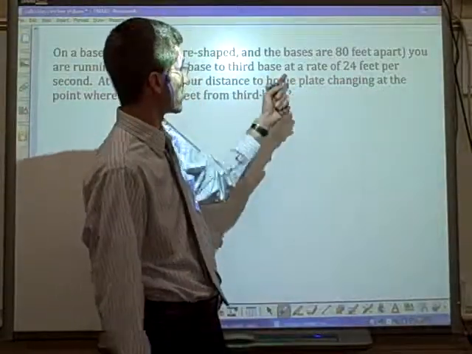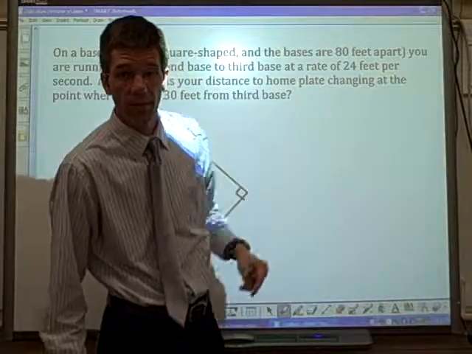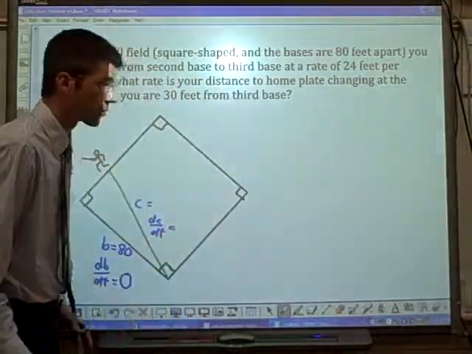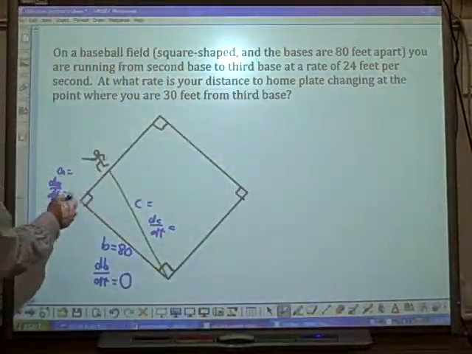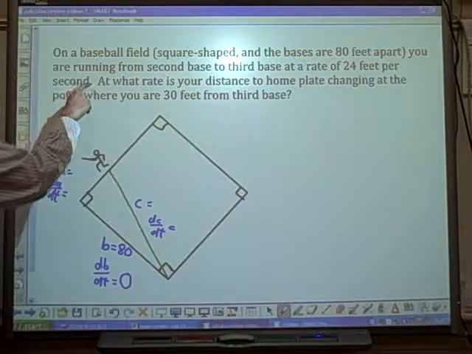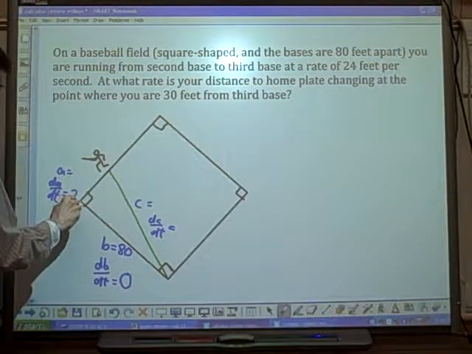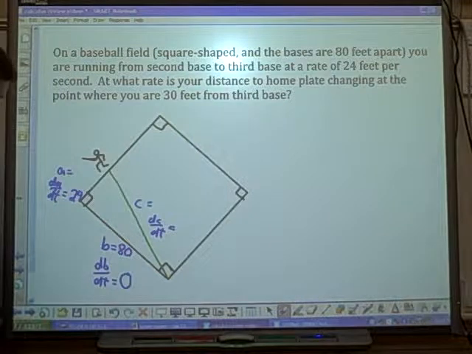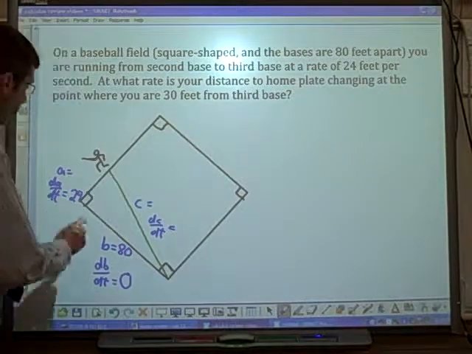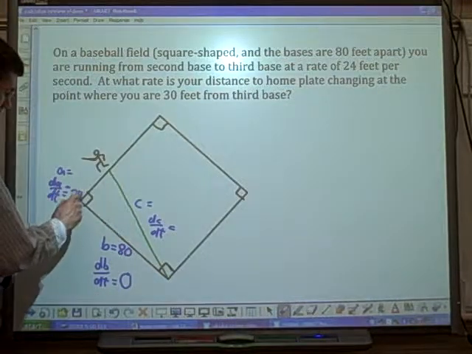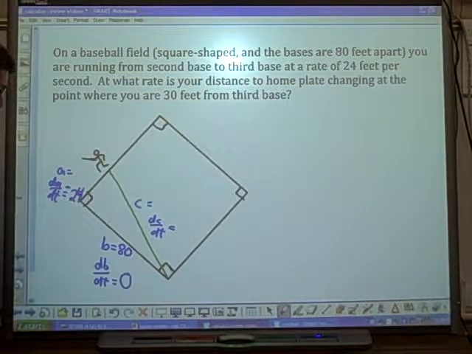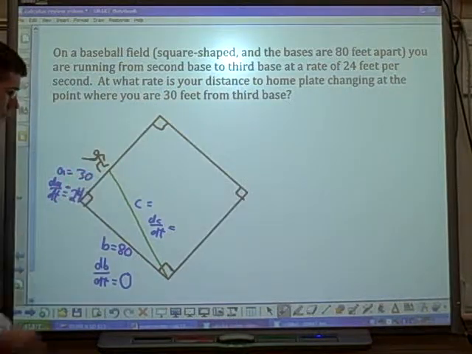Because it says rate and the word per, P-E-R, in there, then we know it is obviously a rate, and it's going to be one of the derivatives, the d/dt's. So that is going to be 24. And just to be on the safe side, let's make it negative because the distance is getting smaller. That looks like 29. I'm sorry, but it's 24. There we go. We are 30 feet from third base. So we know that's 30 feet.